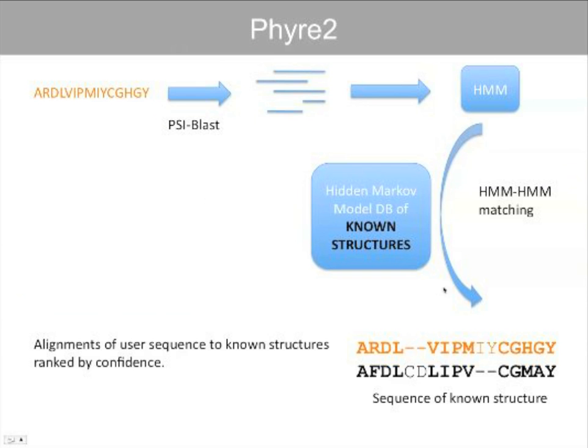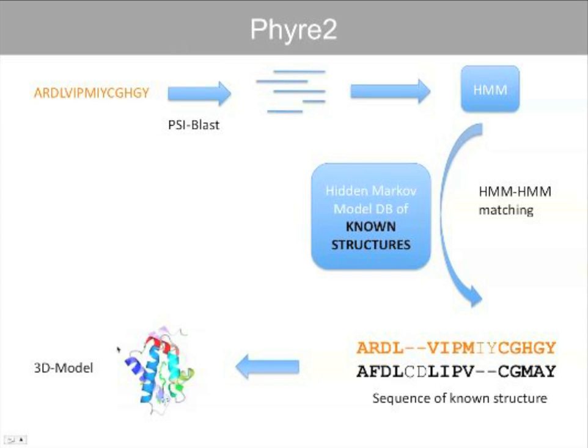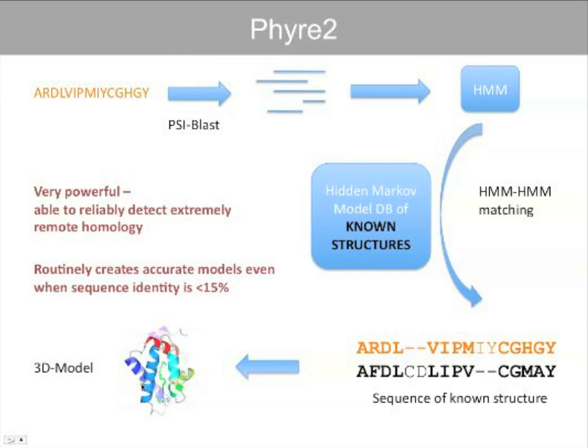This scanning procedure generates an alignment between your sequence and a sequence of known structure. And this alignment permits us to generate a three-dimensional model of your protein. This entire technique is extremely powerful and it's able to detect extremely remote homology, even being able to create very accurate models when the sequence similarity between your user sequence and a known protein structure is even less than 15%.